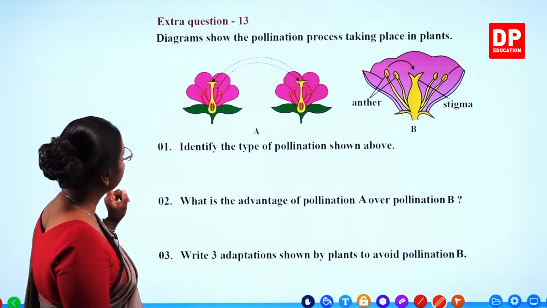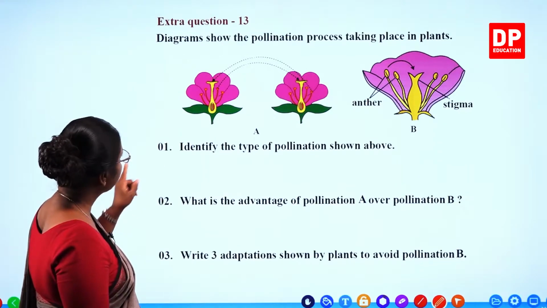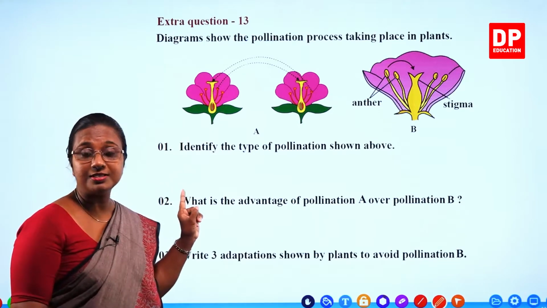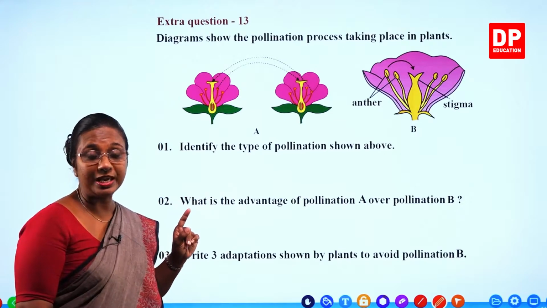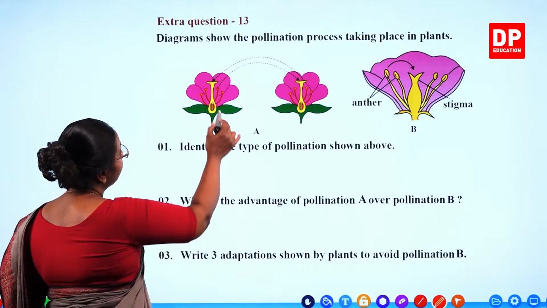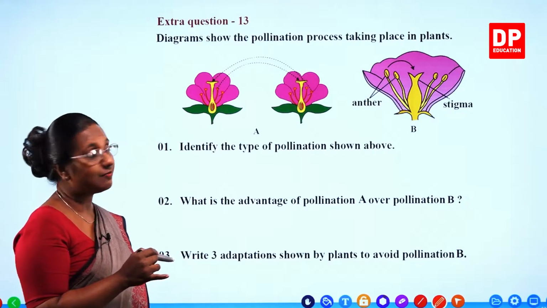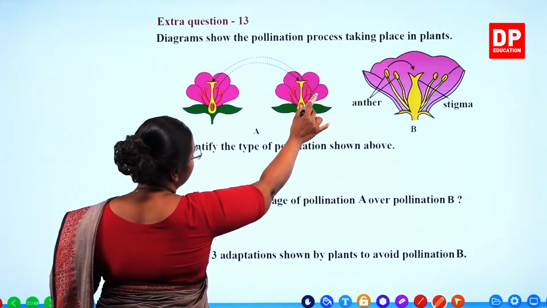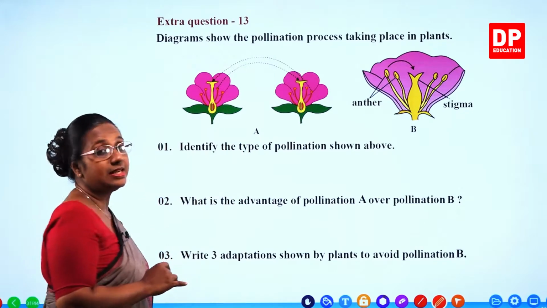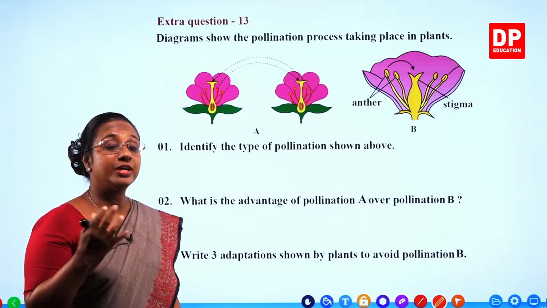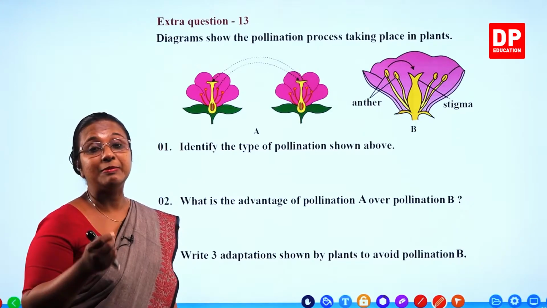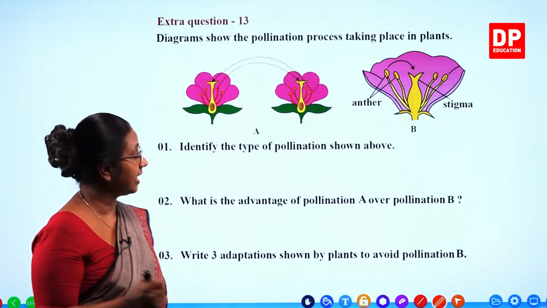If we look at the diagrams, look at diagram A. Here you can see there are two flowers involved. So you all know it has to be cross-pollination. So here you can see pollen from this anther can fall on the stigma of the second flower, or pollen from this flower can come and fall on the stigma of the other flower. So it is a cross-pollination. There will be mixing of characteristics taking place.